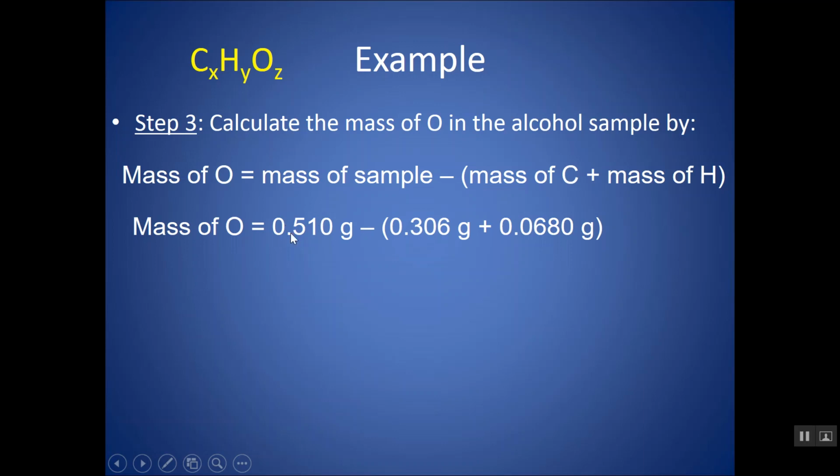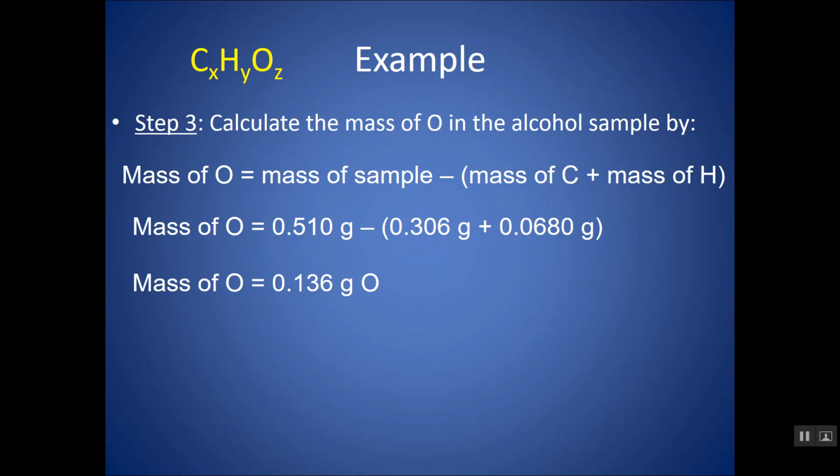So in the problem statement, they give me 0.510 grams of the whole thing. If I subtract out the 2 masses of carbon and hydrogen I just found, I'm left with a mass of 0.136 for oxygen. Sometimes there might not even be an element you have to solve for this way. You might be done even earlier than this.